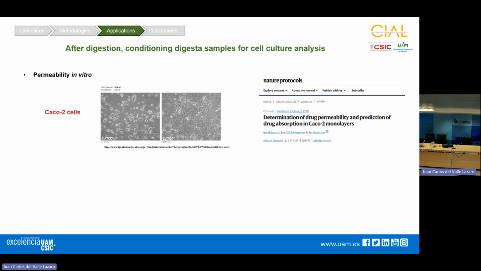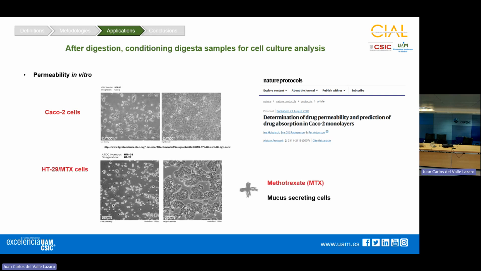The cells that we grow in the membrane are usually CACO2 cells, adenocarcinoma cells. This is how they look under the microscope. And this method is really well known in the pharmacy industry. They use it regularly. And there is a very nice protocol published in Nature Protocols, in 2007, well known for the whole scientific community. And a more advanced model includes a culture with HT29-MTX cells.